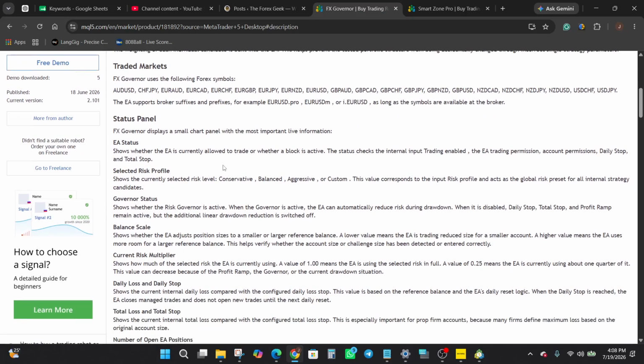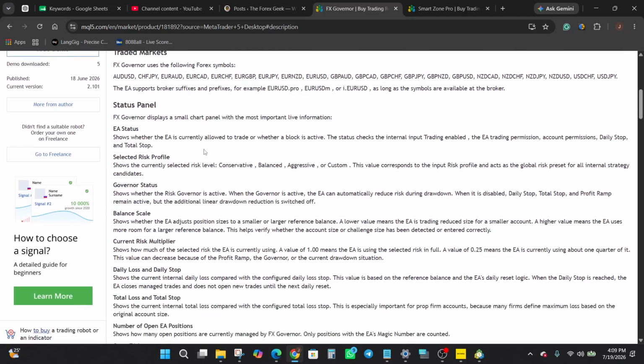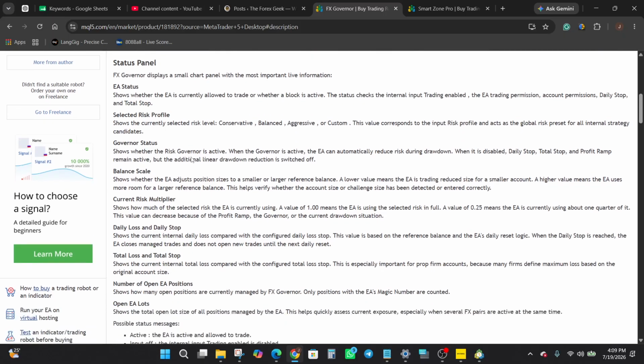Now, going through the status panel, it displays whether the EA is currently allowed to trade, the selected risk profile, conservative, balanced, aggressive, or custom, whether the risk governor is actively reducing risk during drawdown, the current risk multiplier being applied, and running daily and total loss figures against their configured stops.